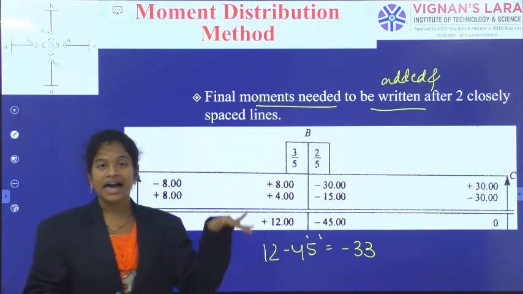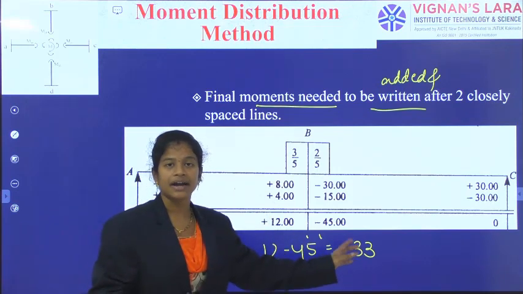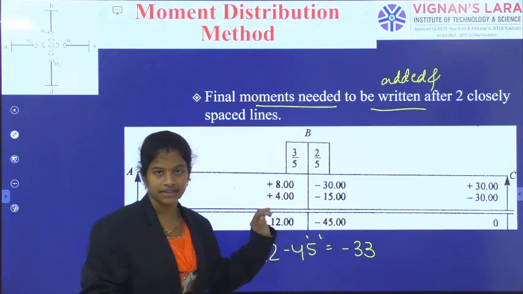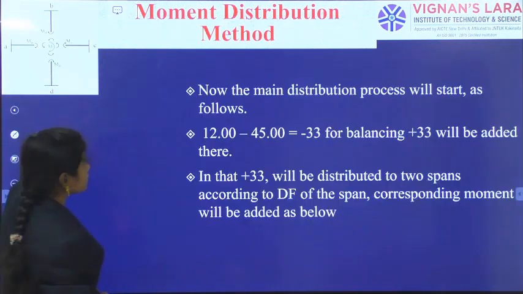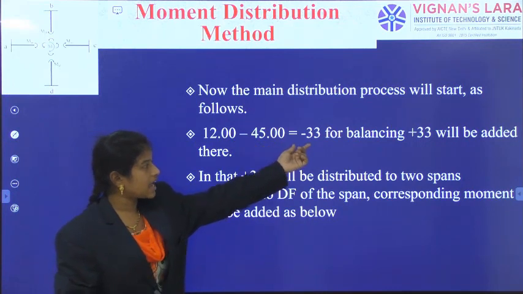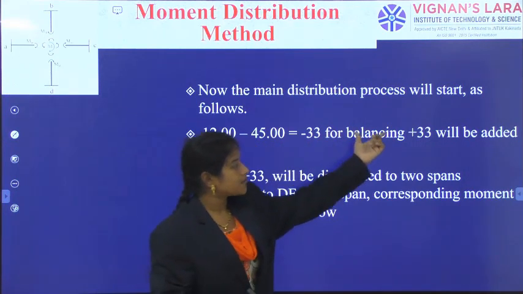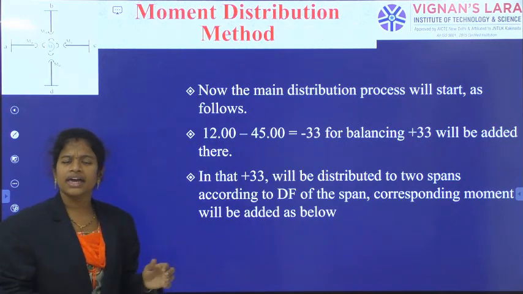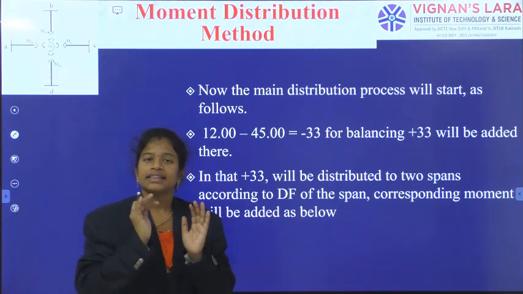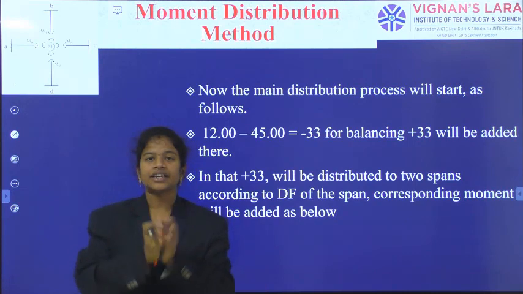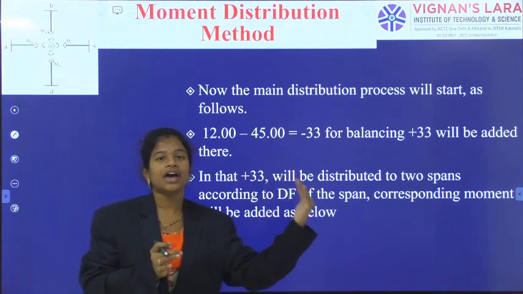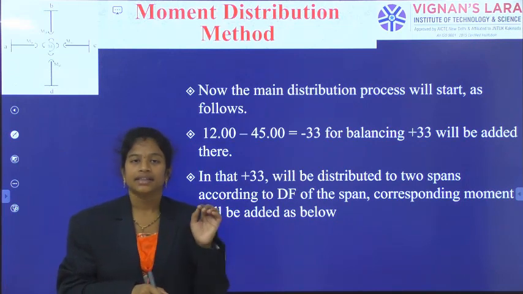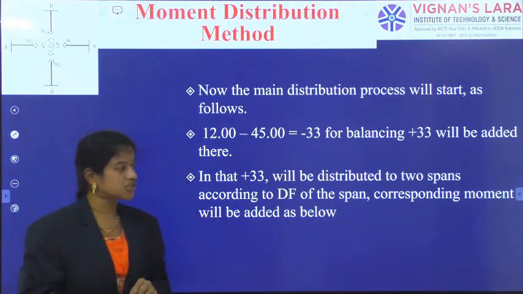So for balancing that, I should add plus 33. Okay, I have to add plus 33 here. So 12 minus 45, I have got minus 33. Then for balancing that, plus 33 will be added there. Okay, only 33 is there. That plus 33 will be added at B. And how much should I add for BA? How much should I add for BC? That is according to the distribution factor.